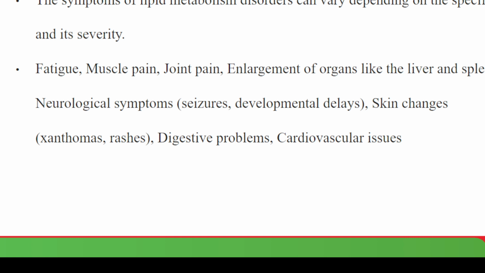And one is fatigue. We have muscle pain, joint pain, enlargement of organs like the liver and the spleen. These organs can get enlarged once they are being stressed, or there is a lot for them to work on in the body. We have neurological symptoms such as seizures, then developmental delays, and skin changes, xanthomas, and rashes. And then we have digestive problems and cardiovascular issues. So those are some of the symptoms of these disorders.